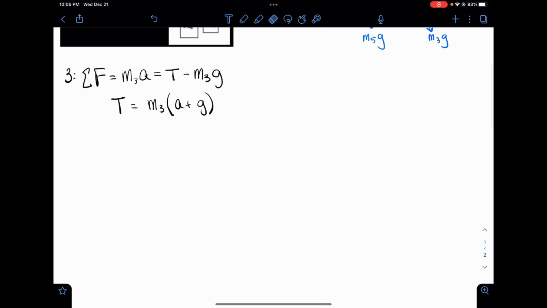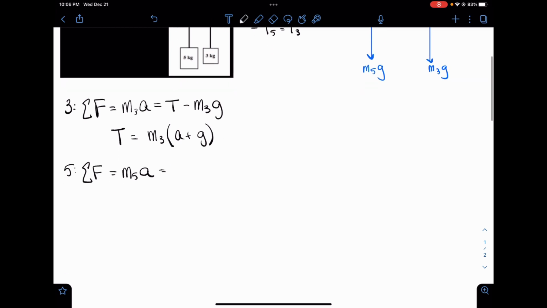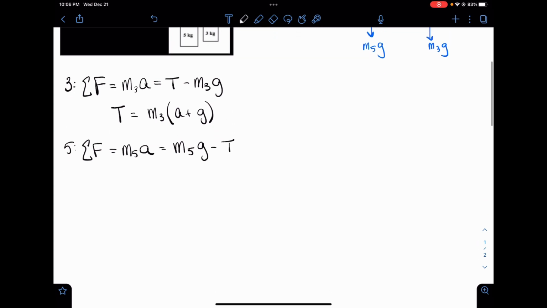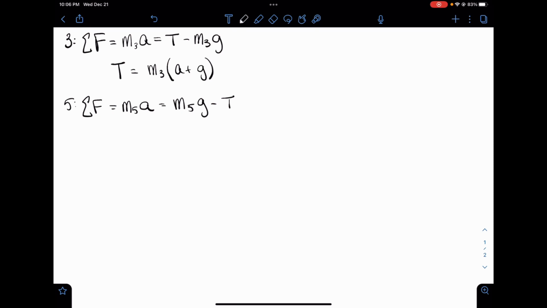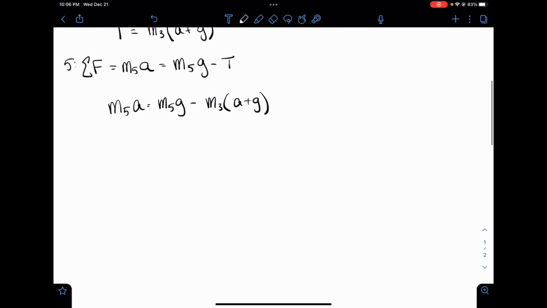In our 5 kilogram block system, the sum of our forces is going to be mass 5 times the acceleration of the system equals, in this case, gravity is our positive or forward moving force, so it'll be m5g minus tension. I'm just going to go ahead and plug the tension we found from the first block 3 equation right into this one. So we're looking for m5a equals m5g minus m3 times (a plus g). We're looking for a because the acceleration, again, is the same for both blocks.